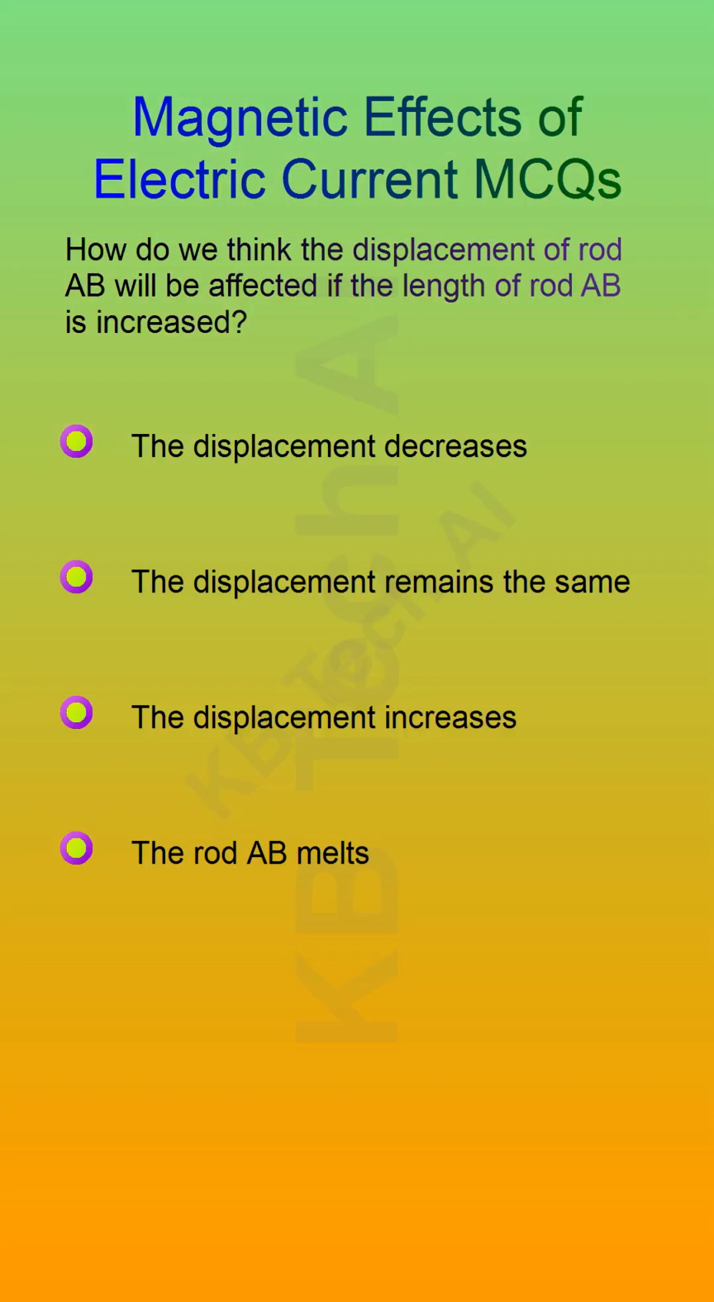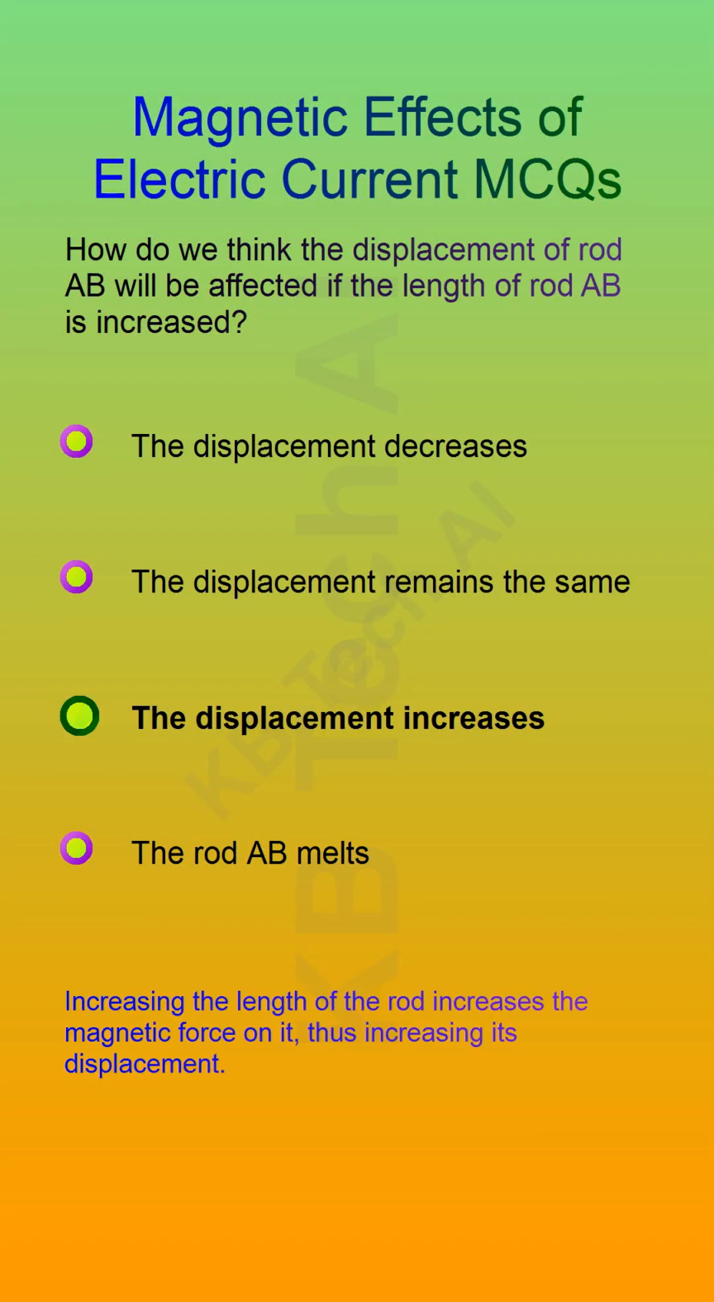How do we think the displacement of the rod will be affected if the length of the rod is increased? Option 1, the displacement decreases. Option 2, the displacement remains the same. Option 3, the displacement increases. Option 4, the rod melts. The answer is, option 3, the displacement increases.